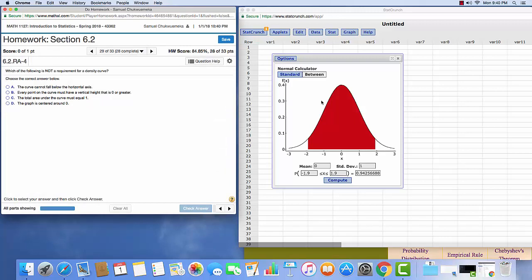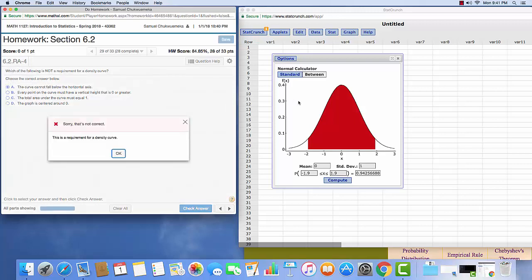Question 29. Which of the following is not a requirement for a density curve? A, the curve cannot fall below the horizontal axis. B, every point on the curve must have a vertical height that is 0 or greater. Okay, that's right. C, the total area under the curve must equal 1, correct? D, the graph is centered around 0. So the curve cannot fall below the horizontal axis is A.